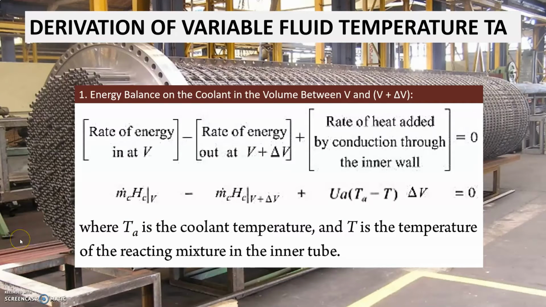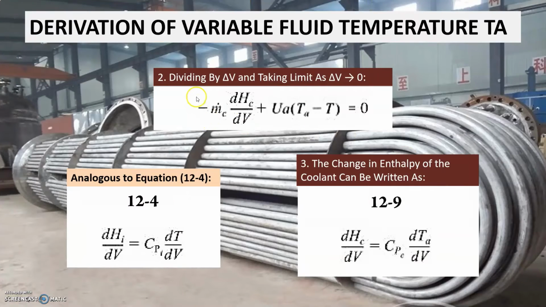For the second step, we rearrange the equation from the first step, and then we let delta V go to 0. So we get this equation: negative mc dHc over dV plus Ua times Ta minus T equals 0. The mc is the mass flow rate of the coolant. And then analogous to equation 12.4, we get this equation, and we change the i to c. The c is coolant, and then we get this. This one is the change in enthalpy of the coolant.